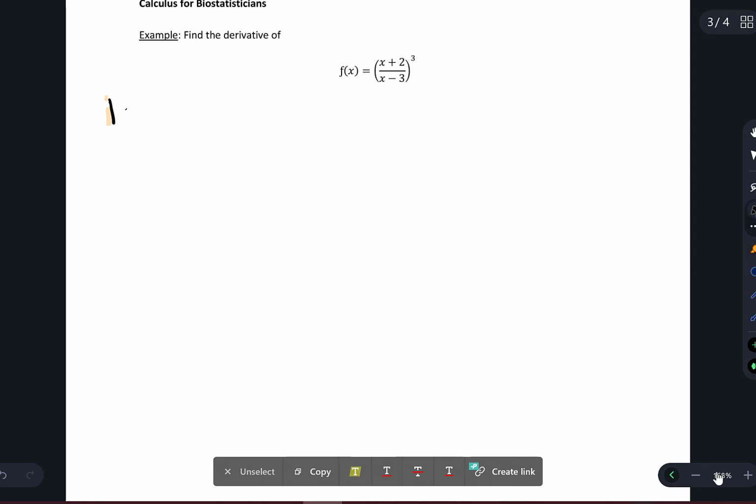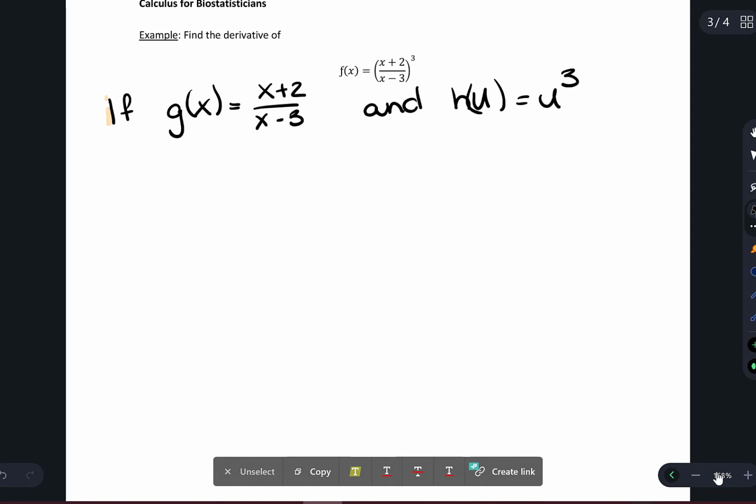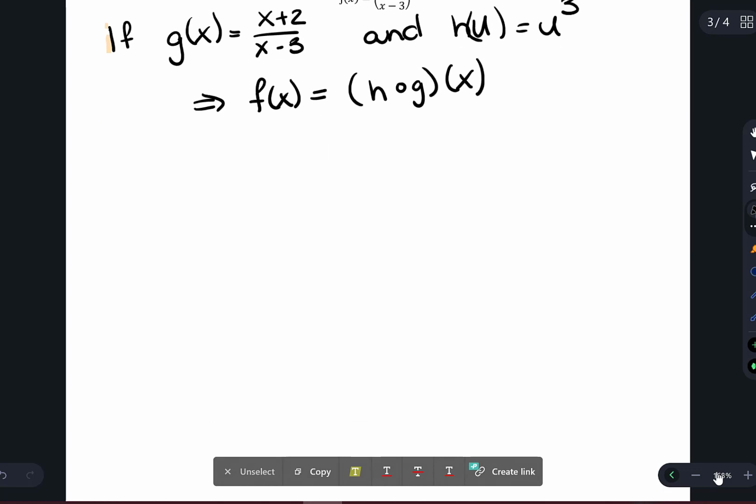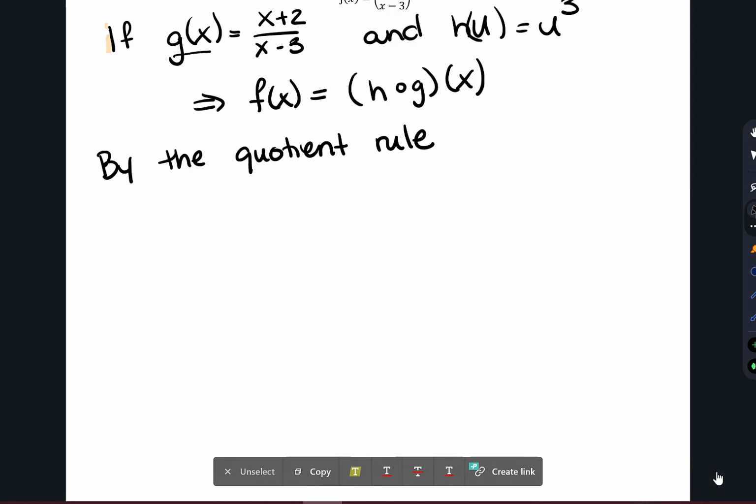we're going to define this to be if g of x is equal to x plus 2 divided by x minus 3, and h of u is equal to u cubed, then just like before, notice that f of x is a composite function. It's equal to h of g evaluated at x. So by the quotient rule, and notice I need the quotient rule here because g is a quotient of two functions.